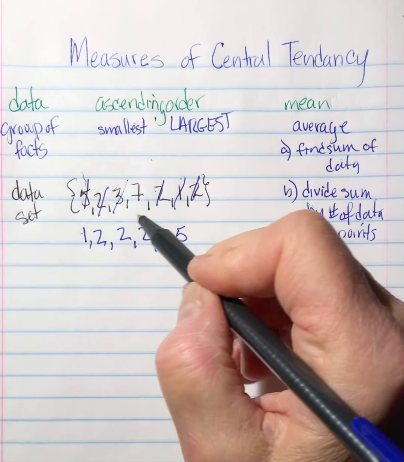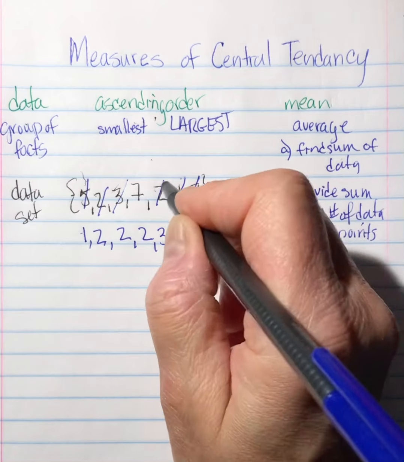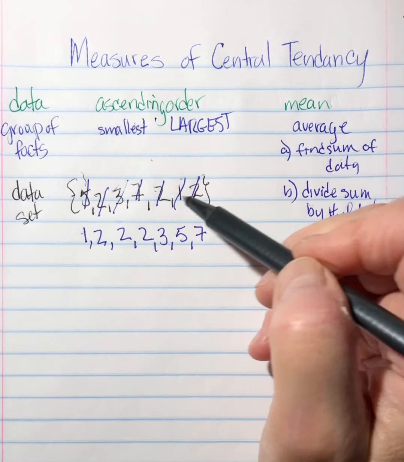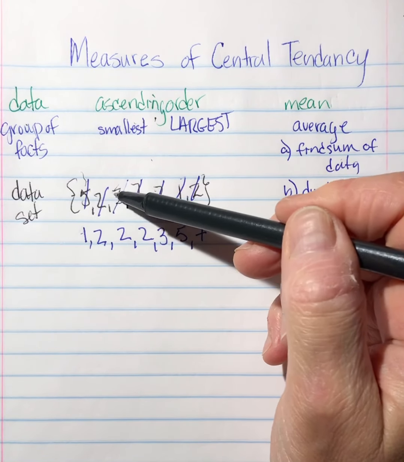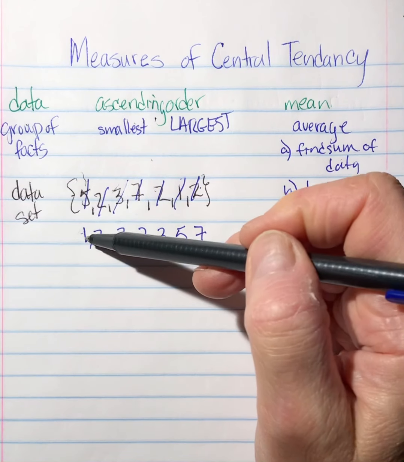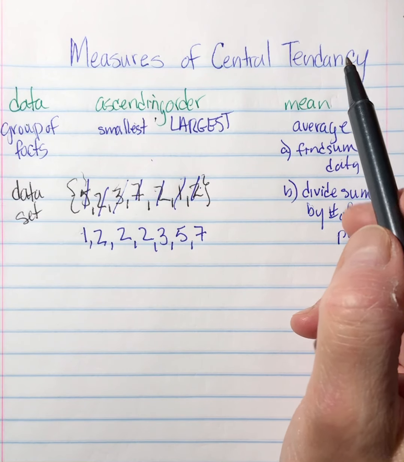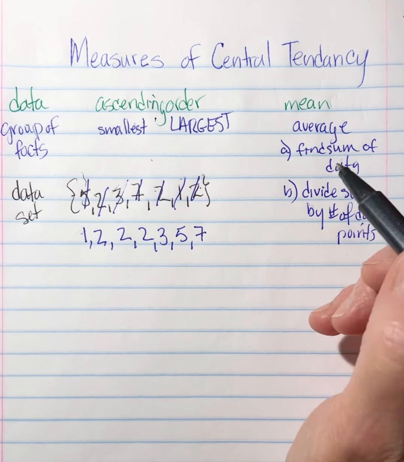Any other 5s? No. 6s? No. 7? Yes, I have a 7. And I'm going to cross my 7 off. That looks like my whole data set, but I'm going to double check. 1, 2, 3, 4, 5, 6, 7. I have 7 in my original data set. 1, 2, 3, 4, 5, 6, 7 in my sorted data set or my ascending order.